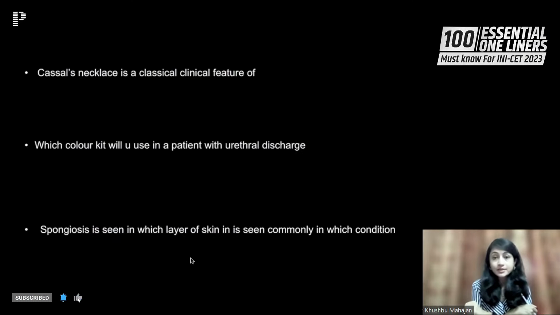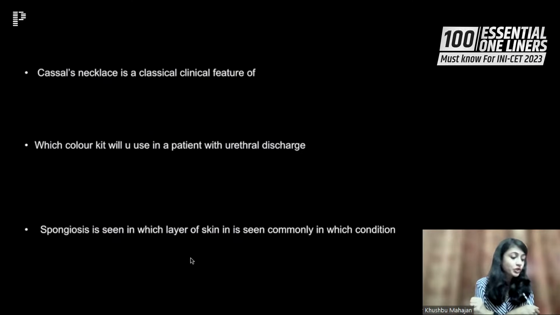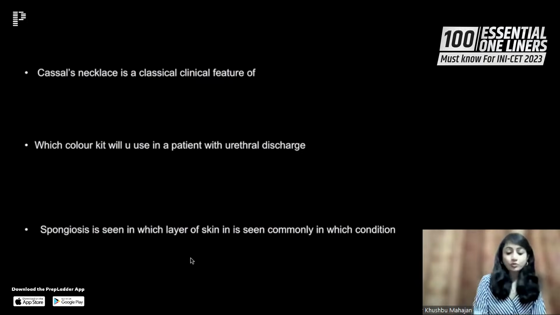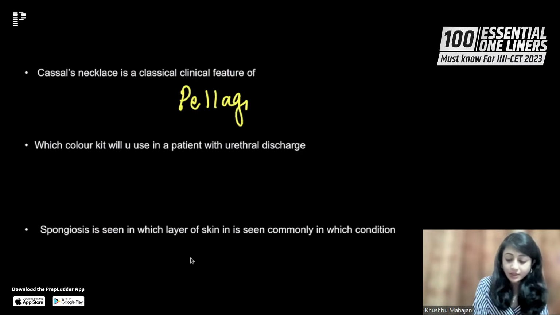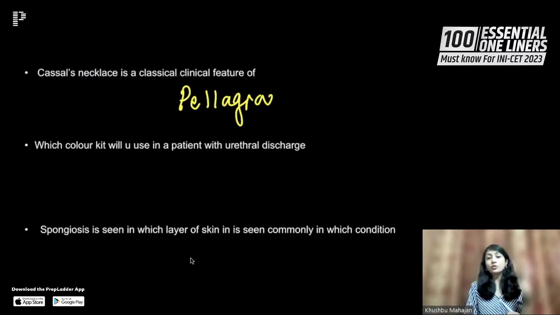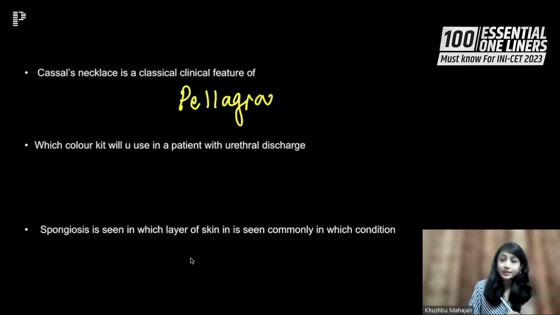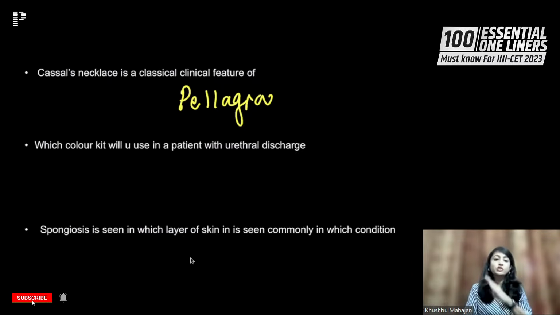Castle's necklace is a classical clinical feature of which condition? Absolutely right. Somehow they always ask you about pellagra in the exam. So yes, it is a clinical feature of pellagra, which is caused by deficiency of niacin, and there are 4 Ds associated with it: dermatitis, diarrhea, dementia, and eventually death.